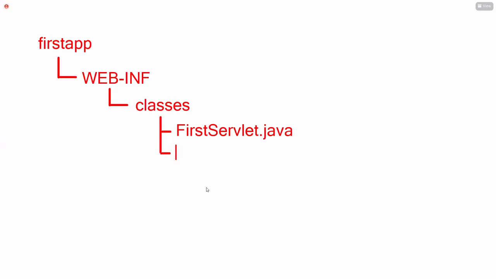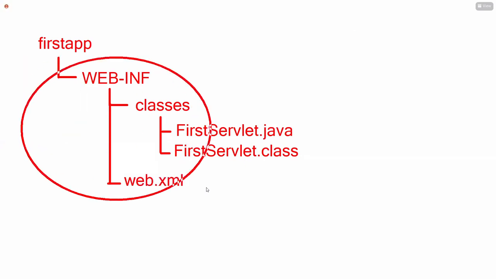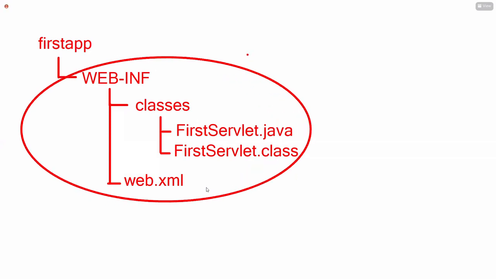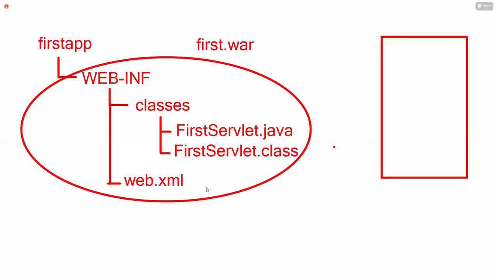We got a FirstSolid.class. After that, we wrote web.xml. After this, we created a single WAR file, first.war. After creating it, we started the server. This WAR file we deployed in the server.